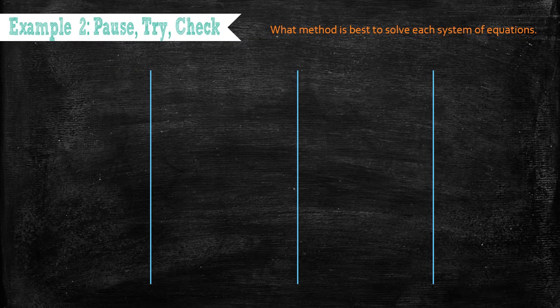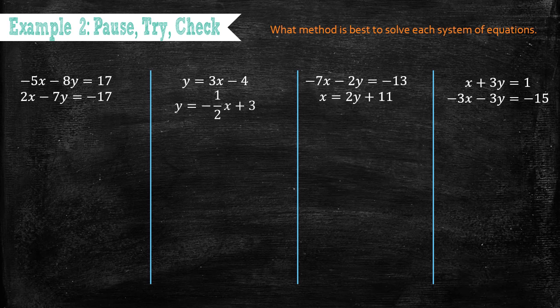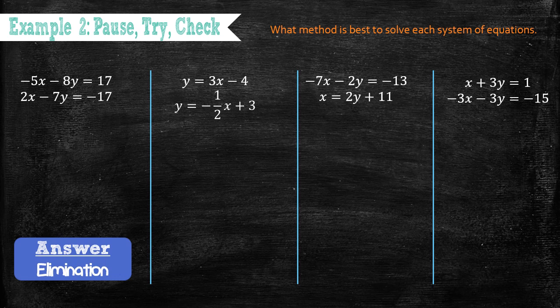All right, if you want to take a minute and try your hand at what method you think would be best for these four, that would be a great time to pause, try it, and then come back and check. I'm going to walk through what I think might be best for each of these scenarios. For the first one, I noticed that both of my equations are written in standard form, ax plus by equals c, so I would use elimination.